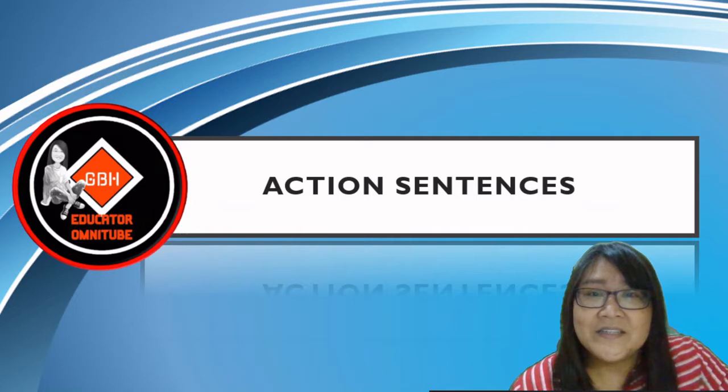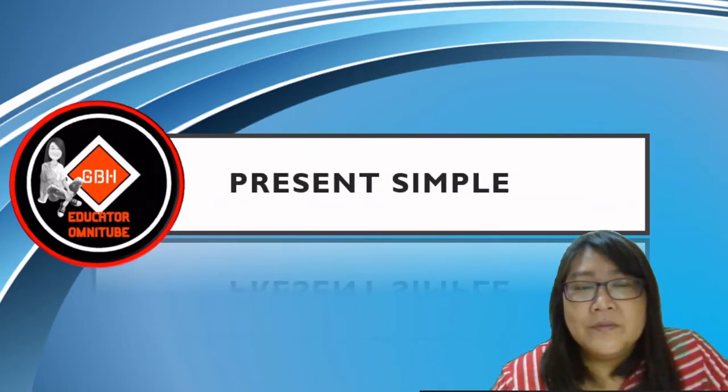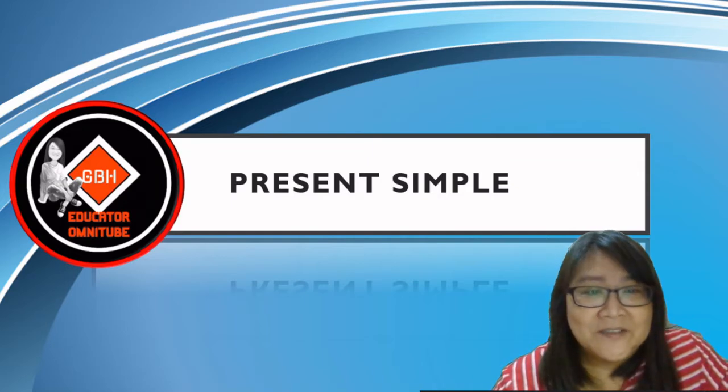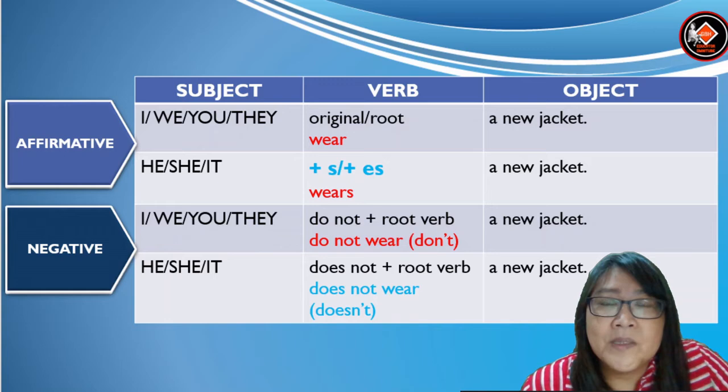Dear students, first of all, let's look at action sentences. First of all, we are going to learn present simple. Dear students, let's look at two types of sentences. We have affirmative and negative. For affirmative, if your subject is I, we, you, they, then the verb is the original verb.